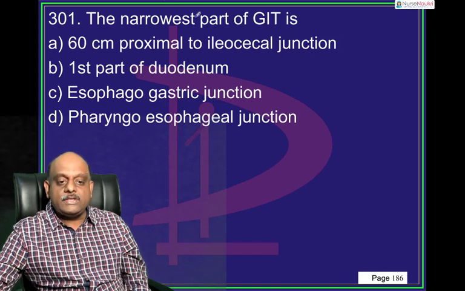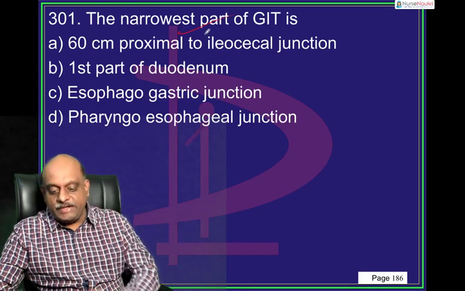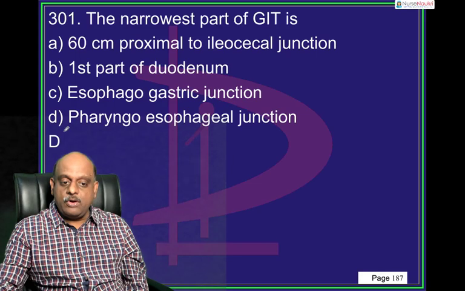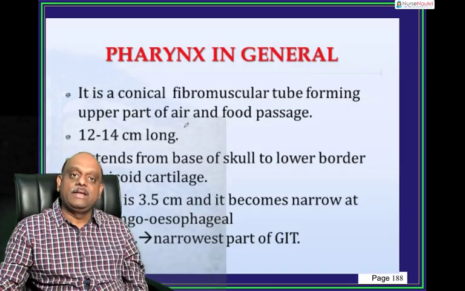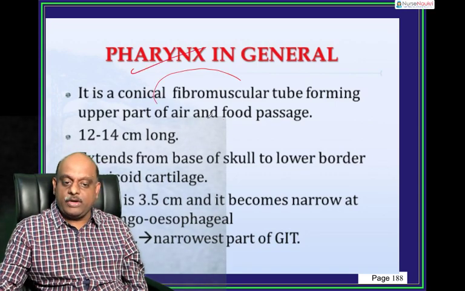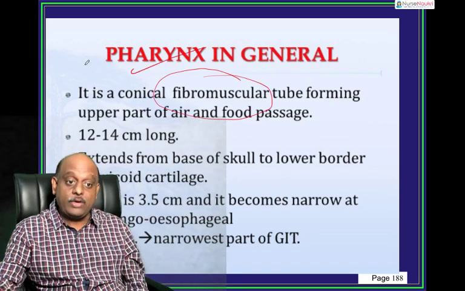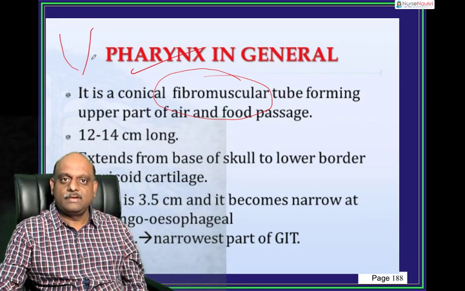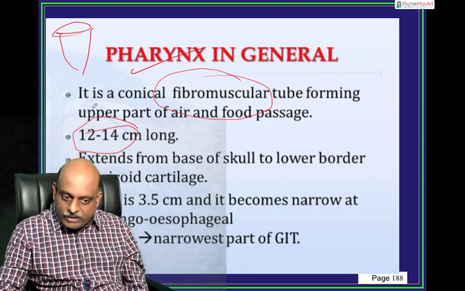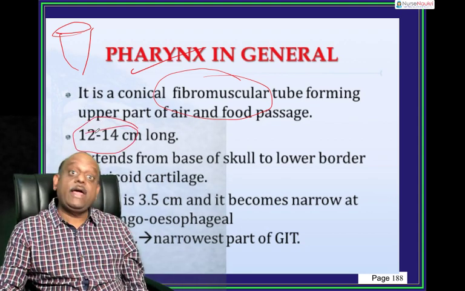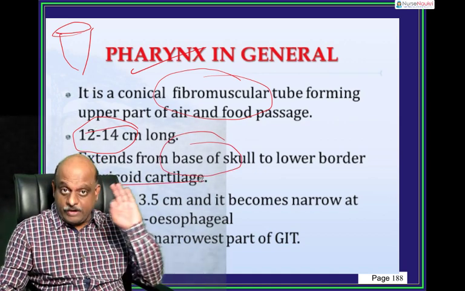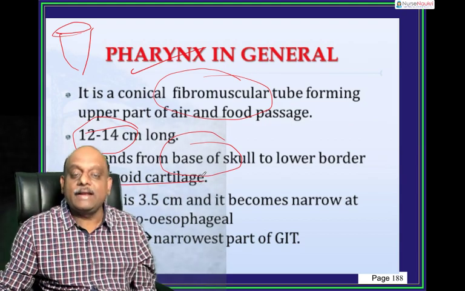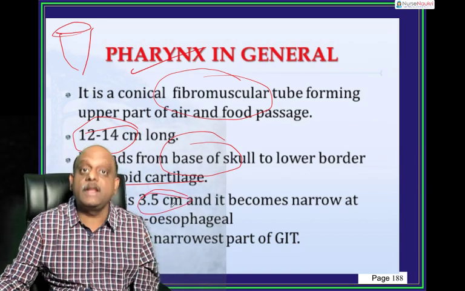Now, what is the narrowest part of the gastrointestinal tract? Pharyngoesophageal junction is considered to be the narrowest part. So basically, pharynx in general is a conical fibromuscular tube. Conical in shape. Cone. Ice cream cone, right? It's a conical tube. What is the length of the pharynx? 12 to 14 centimeters. From where to where you call it as pharynx? From the base of the skull to the lower border of the cricoid cartilage, you call it as a pharynx. The width of the pharynx is 3.5.